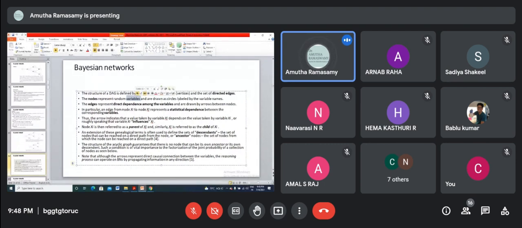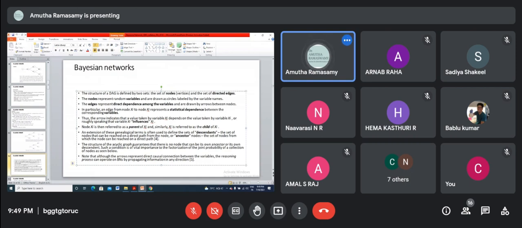And are drawn as circles labeled by the variable names. So every variable has a variable name. The edges show a direct dependence among the variables, because we are connecting them, giving one direction. So it is a direct dependence, and edges are drawn by arrows between nodes.